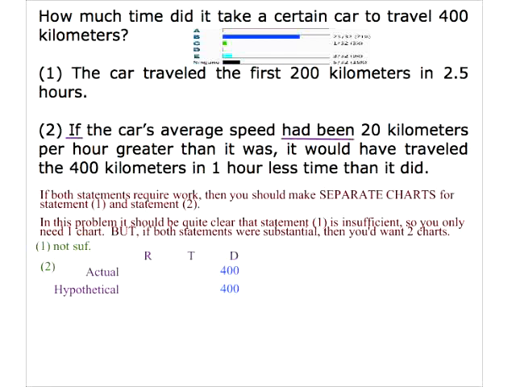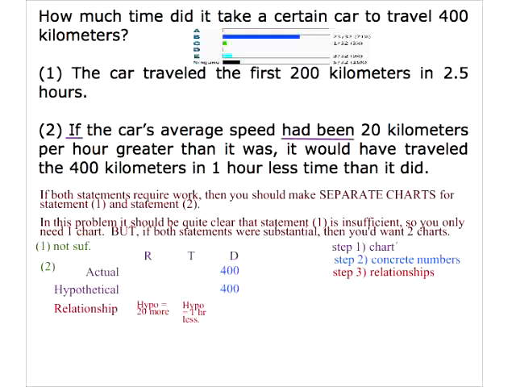So again, let's write out the steps that we're doing. Step 1 is to make the chart. Step 2 is to put concrete numbers in the chart. Step 3 is relationships. We don't need a relationship between 400 and 400 because those are hard numbers. But the relationships in words: the rate, if the car's average speed had been 20 kilometers per hour greater. So this means that the hypothetical is 20 more. The relationship for time is that the hypothetical time is 1 hour less. Also, make sure that you check these with common sense. Like, if you got that this was more and that this was also more, you should make sure you know that that's impossible. Because if you take more time, then you would have less rate.